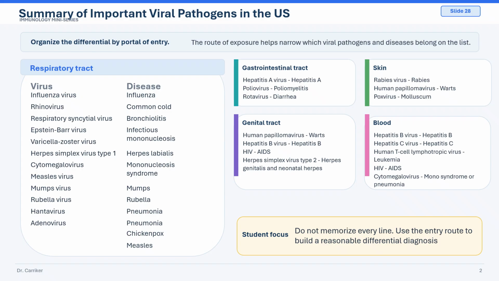The takeaway from this slide is simple. When evaluating a possible viral illness, do not start only with the name of the virus. Start with the exposure history. Ask how the patient may have encountered the pathogen, what body system is involved, and whether the route of entry fits the symptoms you are seeing.